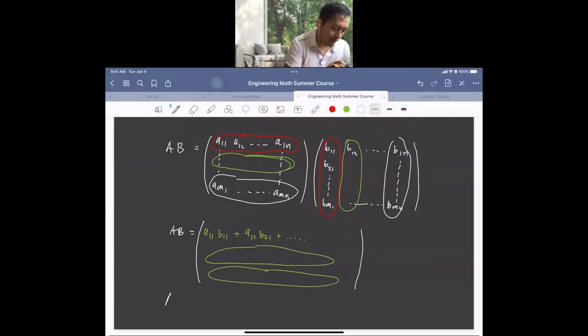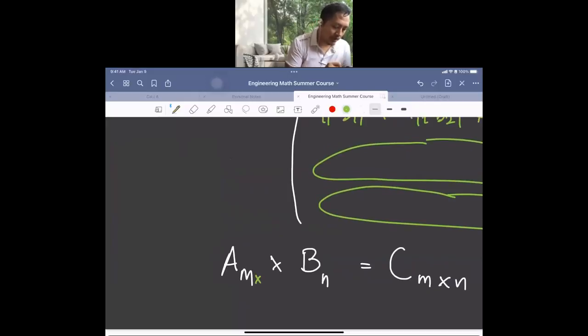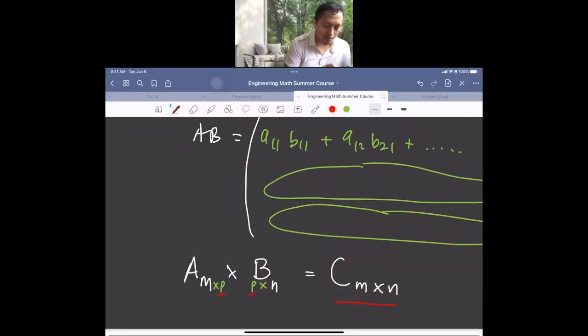So we can write that A with some M rows multiplied with a B matrix with some N columns will be C, M by N. Let's say A is M by P and B is P by N. You can see that we can ignore the P, so we just focus on A for its row and B for its column, and we can make it into M by N for the new matrix C.